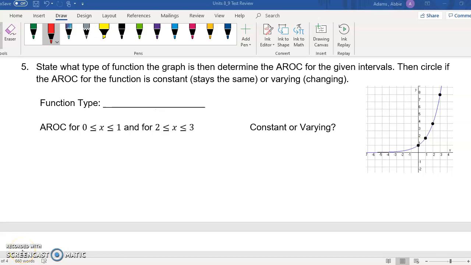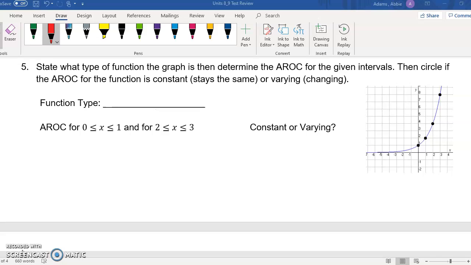All right, so we're looking at the Units 8 and 9 test review, problem 5. This problem goes back to lesson 9.1, as well as problems 5, 6, 7, and 8. Problem 5 says state what type of function the graph is, and then determine the AROC, which is the average rate of change, for the given intervals.